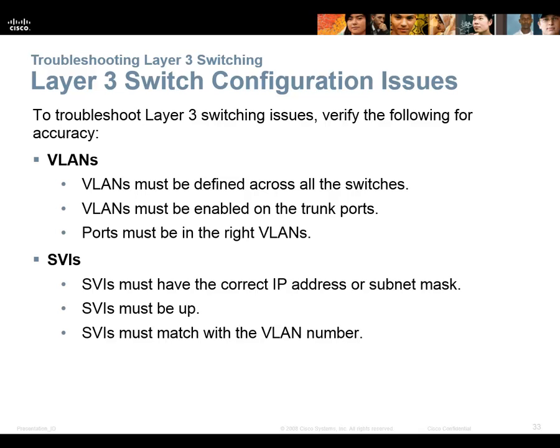So, things that happen. To troubleshoot layer 3 switching issues, verify the following. For VLANs, the VLANs must be defined across all the switches. The VLANs must be enabled on the trunk ports. The ports must be in the right VLANs. For switch virtual interfaces, SVIs must have a correct IP address. They must be up, so we've got to make sure of the no shutdown command. I know I say that all the time, but I tell y'all, when I was first starting to learn this stuff, that is the command I forgot the most. Out of all of the Cisco commands, I would forget to issue a no shutdown, so I was never turning that port on. And SVIs must match with the VLAN number.